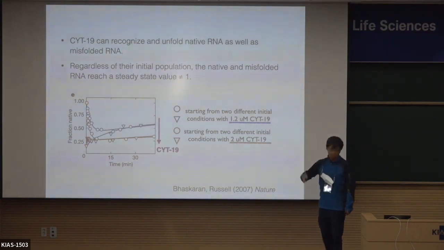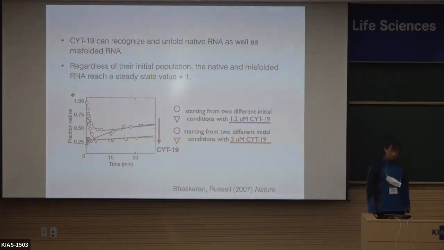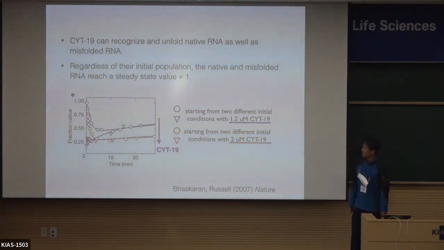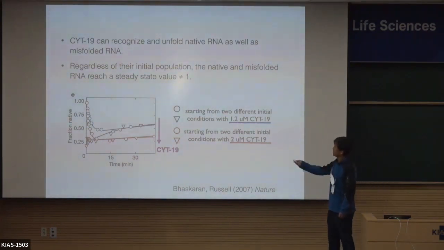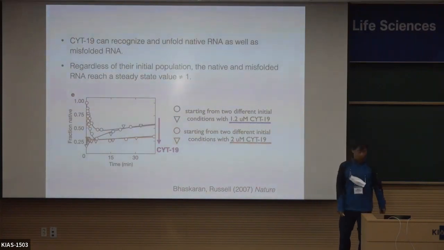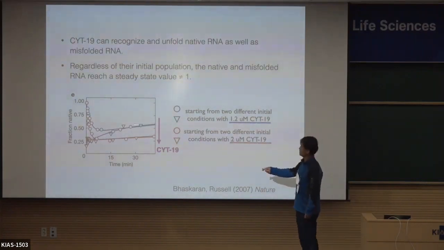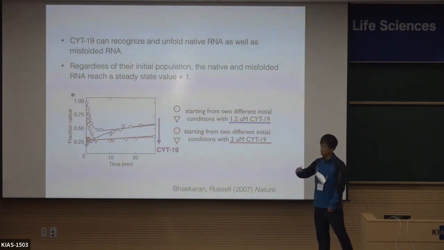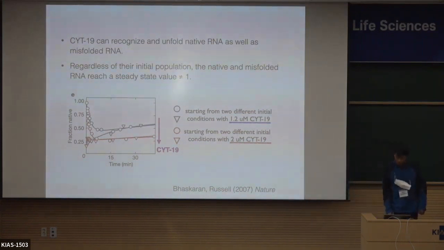So in the case of Rubisco, if you add the protein chaperone, the entire population of the protein gets to the native state after a long time. But in this case, if you wait for a long time, it reaches some value which is actually not 1. And another point is that if you add more chaperone, the native state population actually decreases. This is what they found, which is kind of weird, but I'll get to this later.